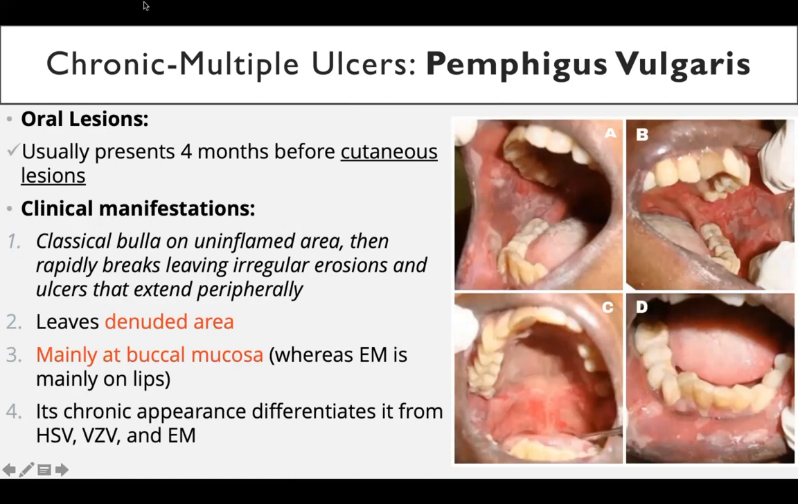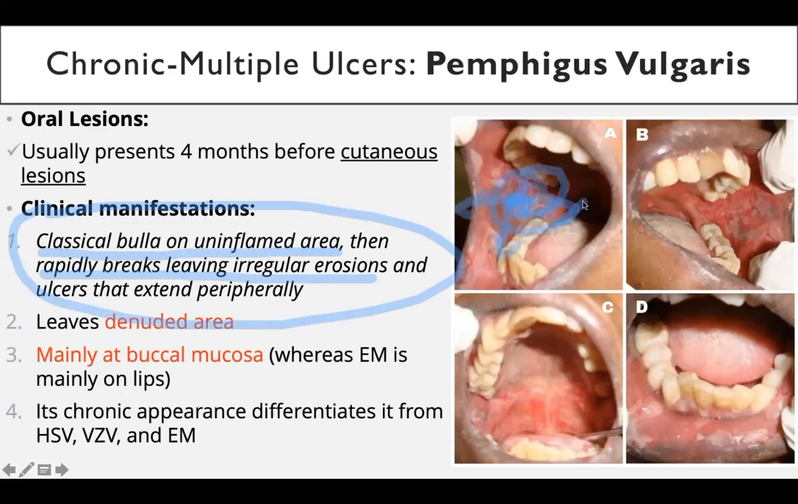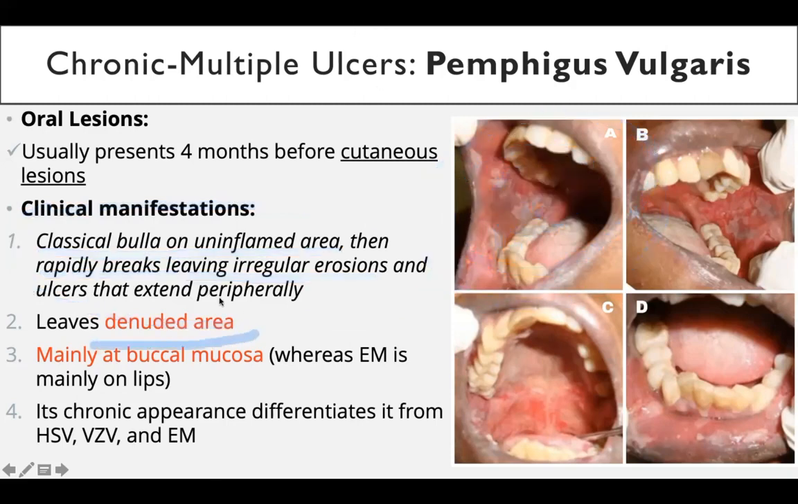So how would their lesions look like? It is in vesicular form, a classical bulla on an uninflamed area, then it rapidly breaks, leaving irregular erosion. So irregular erosion will be there that extends peripherally. From the center, they extend peripherally. It leaves a denuded, eroded area, a deep irregular ulcer, mainly at the buccal mucosa.